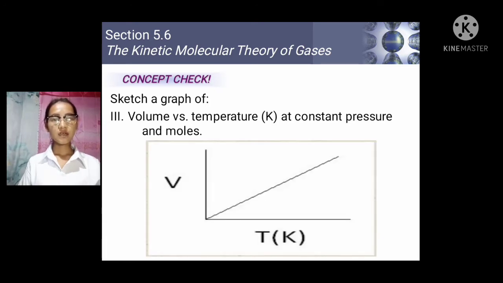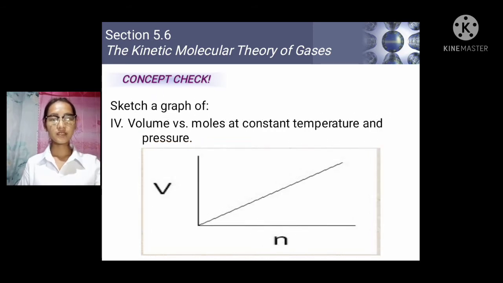Next, the third sketch graph is volume versus temperature in Kelvin at constant pressure and moles. This is the graph of volume versus temperature. The graph states the relationship between volume and temperature if the pressure and amount of gas are held constant. If the Kelvin temperature of a gas is increased, the volume of the gas increases, and if the Kelvin temperature of a gas is decreased, the volume of the gas decreases also. This means that the volume of a gas is directly proportional to its Kelvin temperature.